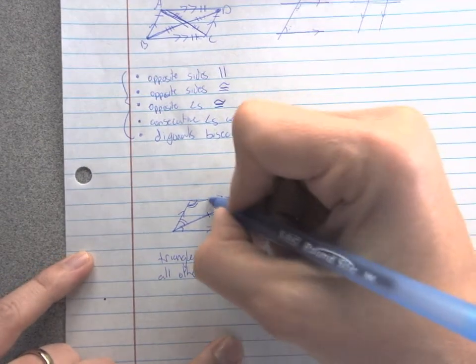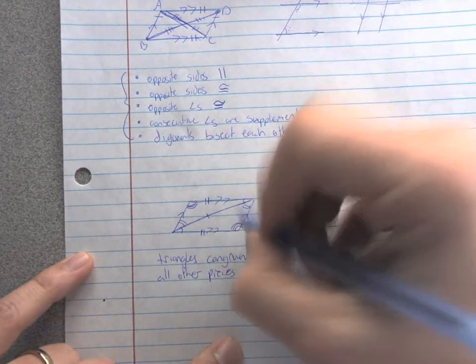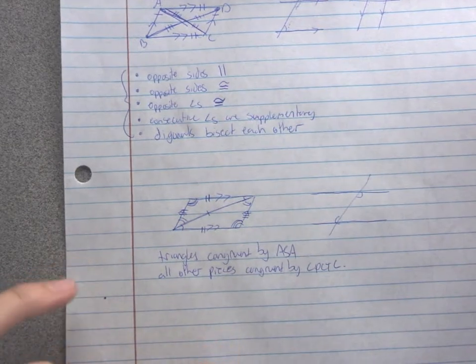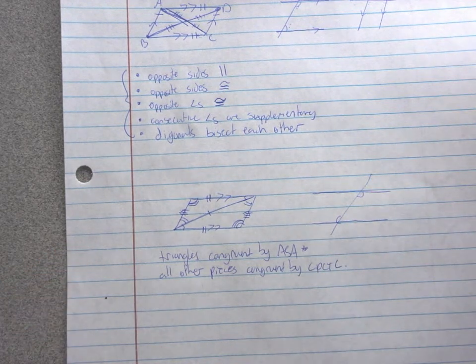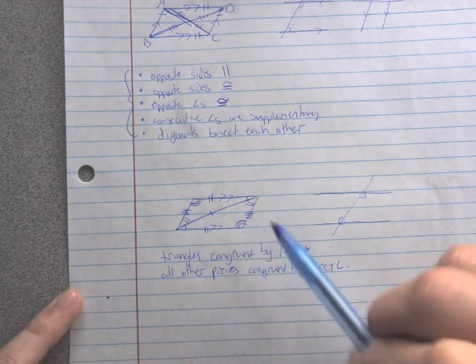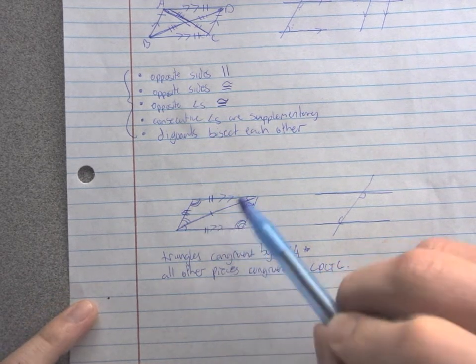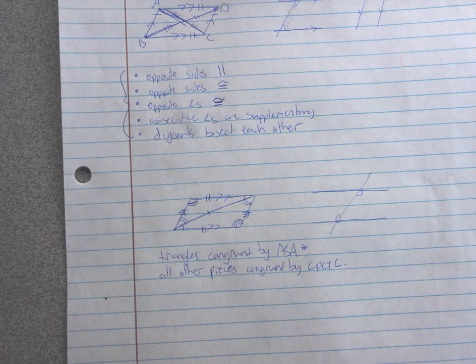CPCTC. And that means this side has to be congruent to this side for the same reason. And this side has to be congruent to this side for the same reason, right? As soon as I know the triangles are congruent by ASA, now I have all 6 pieces: side to side, side to side, side to itself, angle to angle, angle to angle, angle to angle. We have 6 pieces of congruent information, okay?